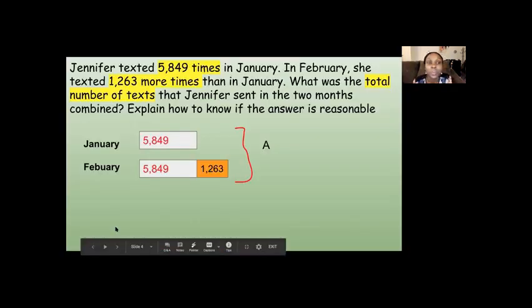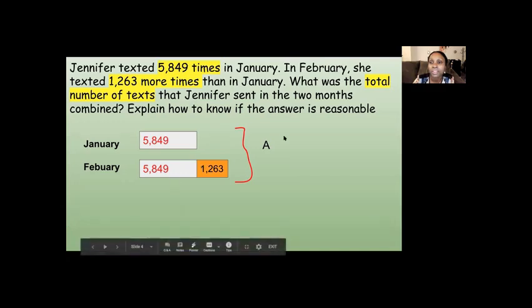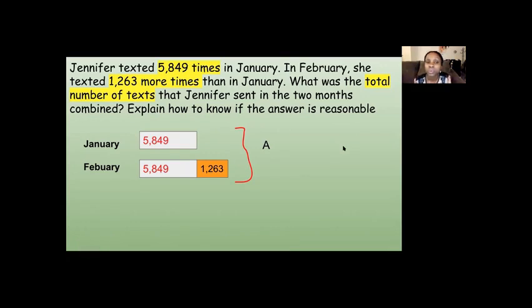Okay, so Jennifer texted 5,849 times in January. In February, she texted 1,263 more times than in January. What was the total number of texts that Jennifer sent in the 2 months combined? Okay. Explain how to know if the answer is reasonable.